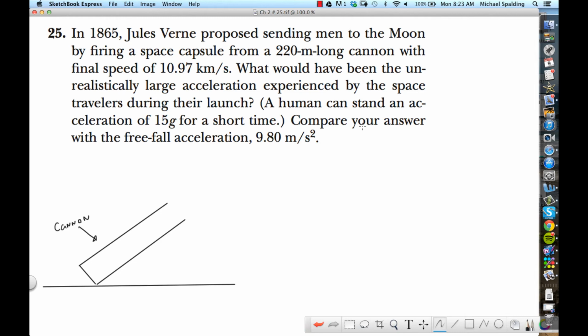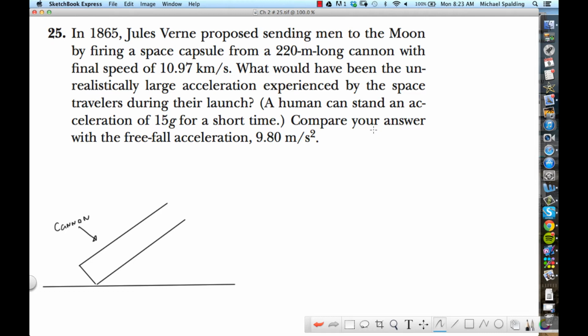All right, so number 25, we have this cannon. So who's this guy? Jules Verne proposed sending men to the moon in 1865 by firing a space capsule from a 220-meter-long cannon with a final speed of 10.97 kilometers per second.